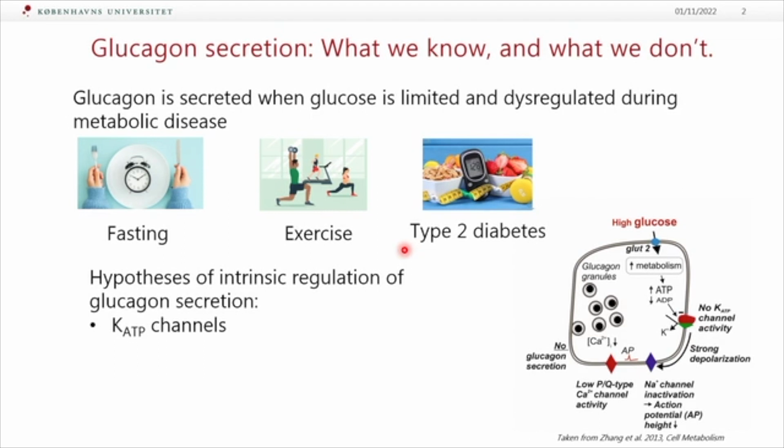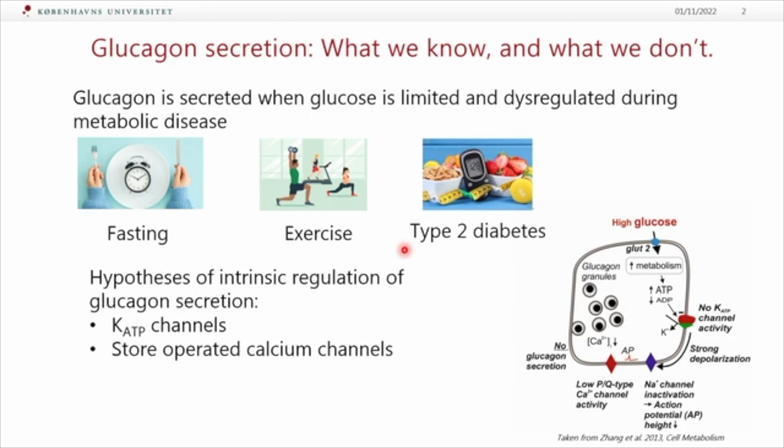So some other mechanisms that have been proposed, such as the store-operated calcium channels, which you also heard a bit about earlier when Jacob briefly mentioned them. So here the increase in ATP from glucose metabolism actually causes calcium to be sequestered in the endoplasmic reticulum, and therefore lowers cytoplasmic calcium that's needed for glucagon secretion.